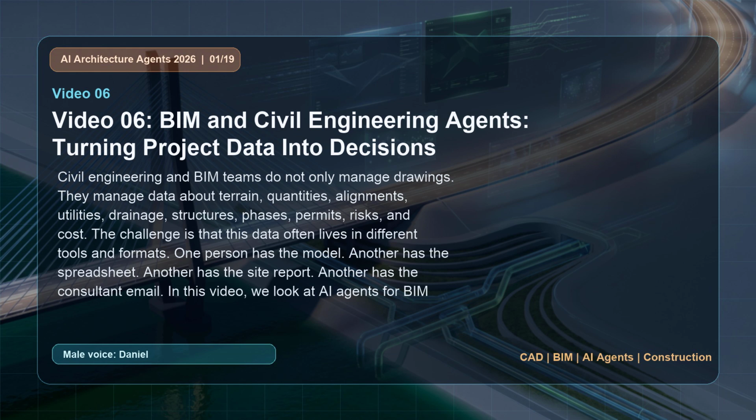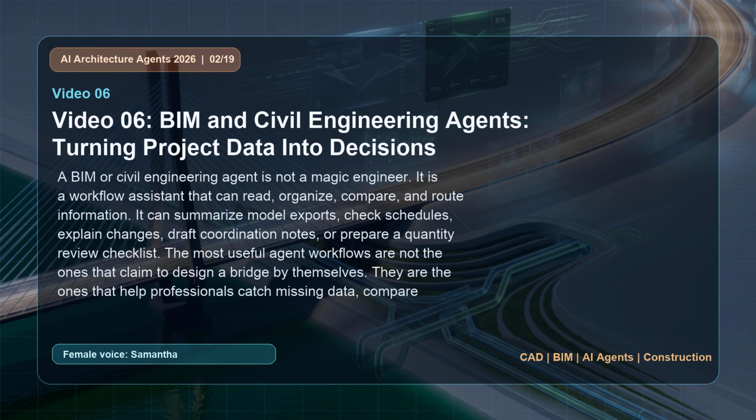In this video, we look at AI agents for BIM and civil engineering, how they can help turn scattered project data into clearer decisions, while keeping engineers responsible for final technical judgment. A BIM or civil engineering agent is not a magic engineer. It is a workflow assistant that can read, organize, compare, and route information.